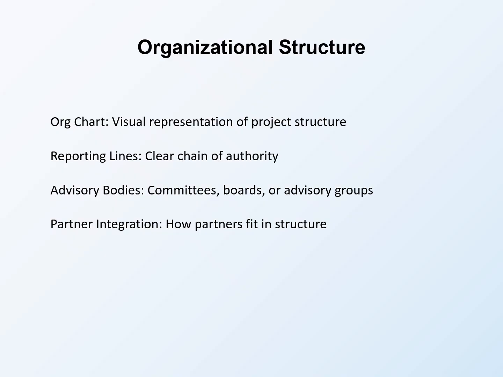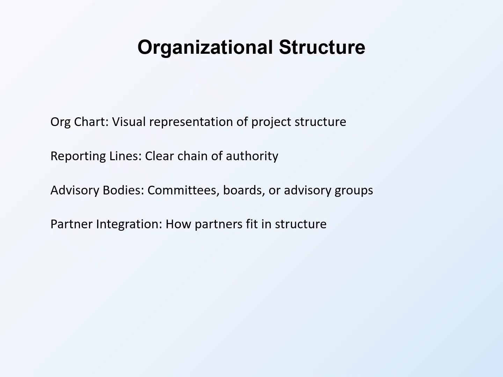Organizational structure describes how the project is arranged. Org charts provide visual representation of project structure. A well-designed org chart quickly communicates how the project is organized. Include key positions and relationships. Reporting lines establish clear chain of authority. Each position should know who they report to. Authority should flow logically from leadership down.